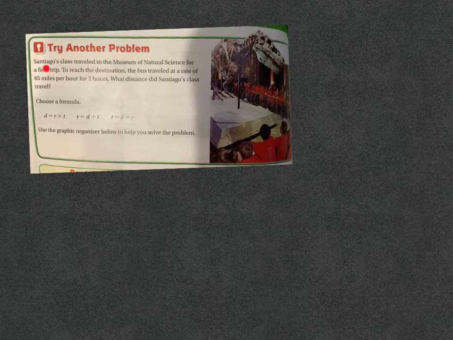Let's see what we're looking for. Santiago's class traveled to the Museum of Natural Science for a field trip. To reach the destination, the bus traveled at a rate of 65 miles per hour for 2 hours. What distance did Santiago's class travel? There's our question. So clearly we're looking for D. We're going to want to use the formula D equals rate times time.